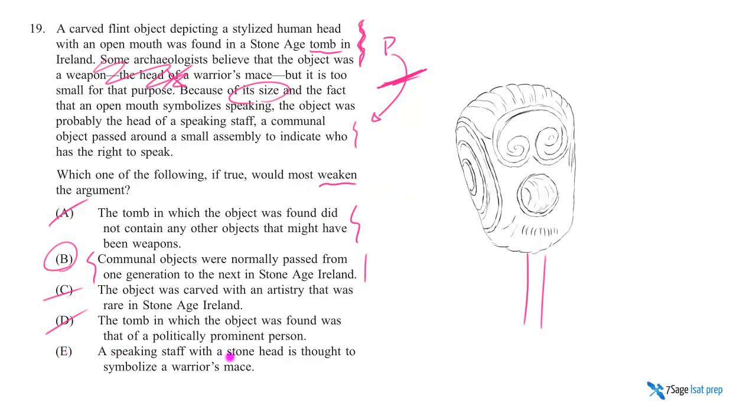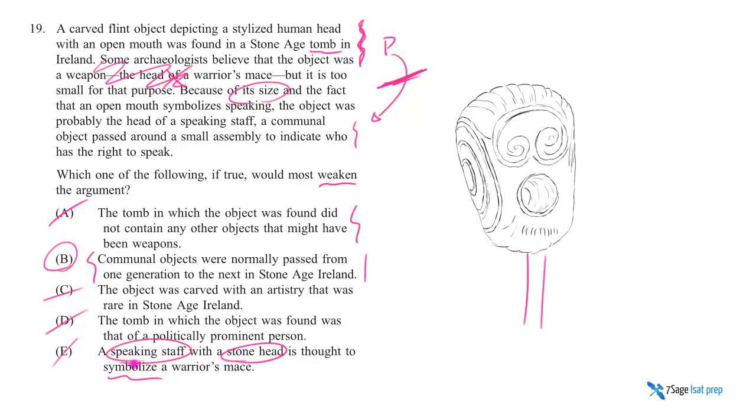E says a speaking staff with a stone head is thought to symbolize a warrior's mace. So E is a pretty tricky answer choice. Who cares what it symbolizes? This is saying this object, in fact, is a speaking staff with a stone head, and it symbolizes a warrior's mace. Who cares what it symbolizes? Is it a speaking staff? It is a speaking staff.